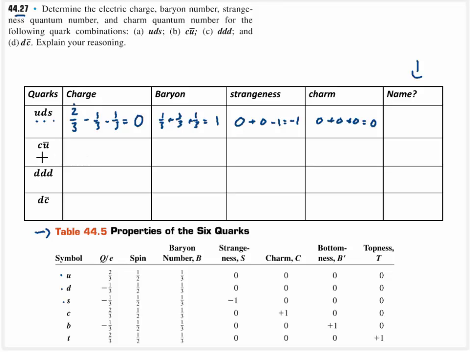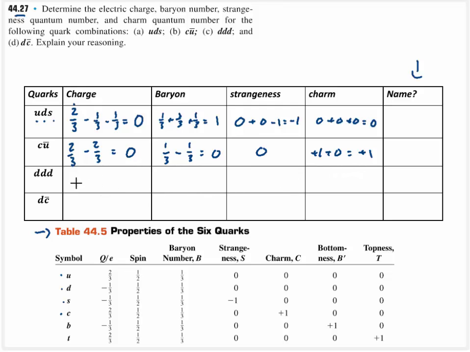So keep in mind that the values for U bar are essentially going to be the negative of those for U. So the charge, here we have the C, it's going to be 2/3. And then a U bar is going to be -1/3, so minus 2/3, and this thing is also going to have a charge of 0. The baryon number is going to be 1/3, and it's a U bar, so it's going to be a minus 1/3, and the baryon number is going to be 0. The strangeness is going to be 0 plus 0, it's going to be a 0, and the charm is going to be +1 plus 0, and it's going to be +1.